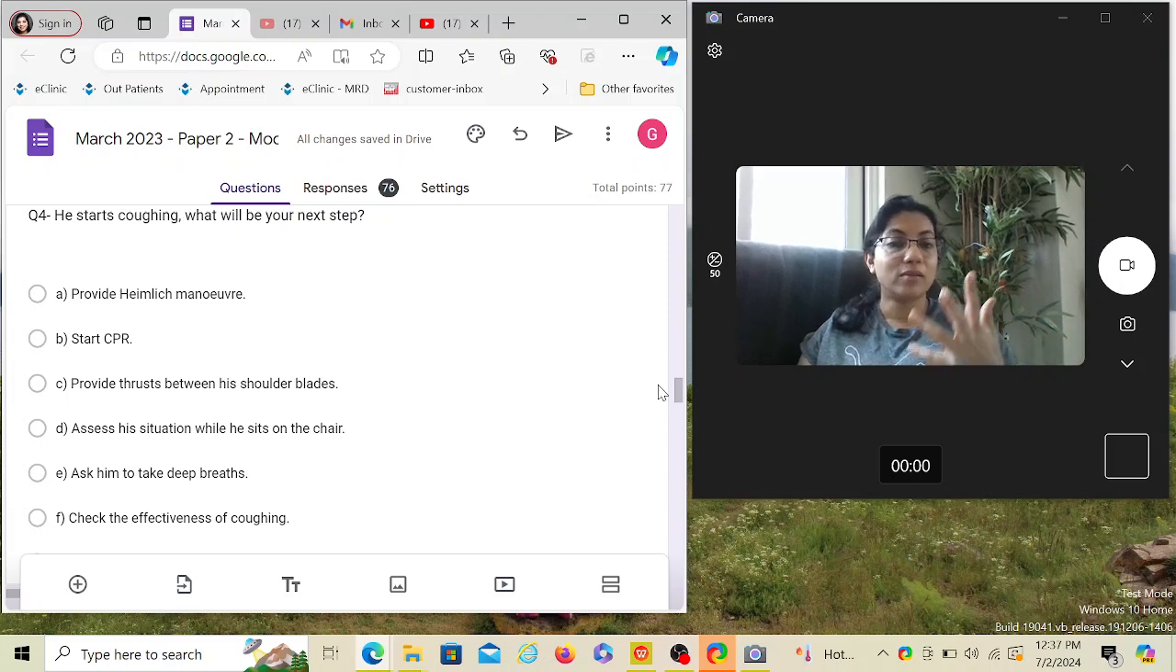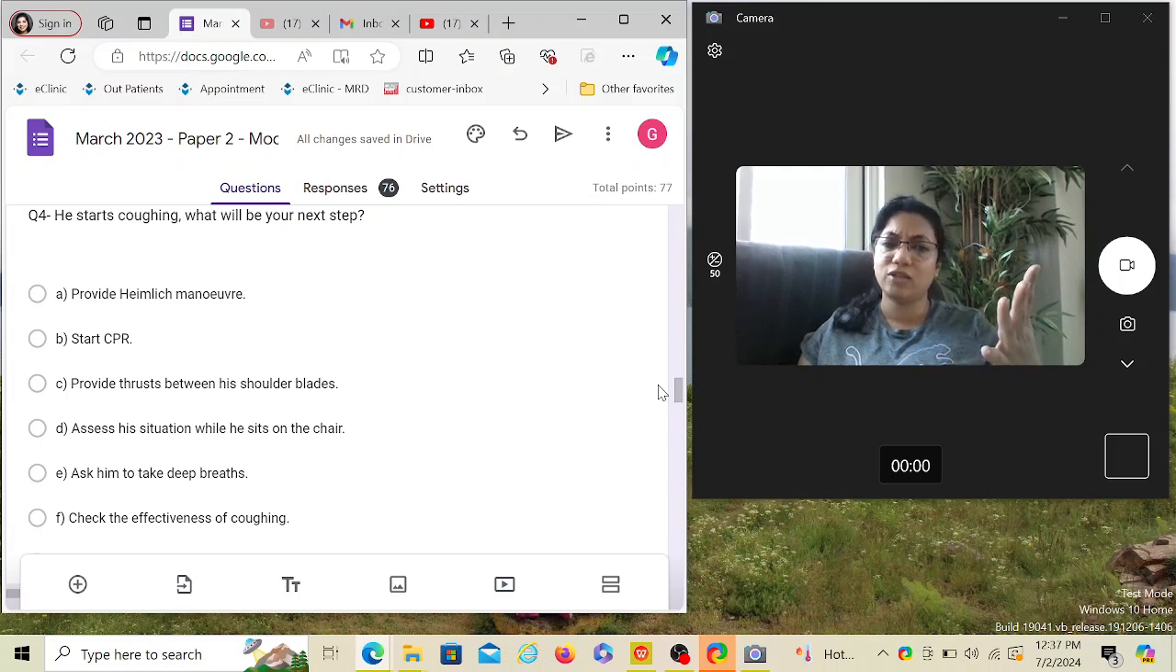Start CPR. What is CPR? Cardiopulmonary resuscitation. It's when there is no heart activity and you want to pump the heart so that the blood supply continues and the oxygen supply goes. But if the patient is conscious, why would you do a CPR? Provide thrust between his shoulder blades. Again, for what? No. Assess his situation while he sits on the chair.